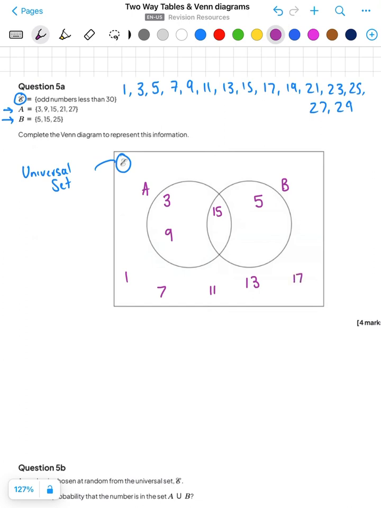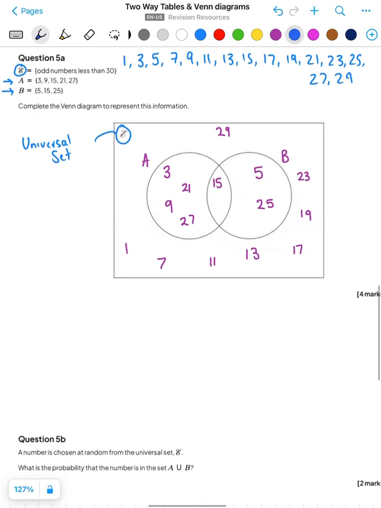17 neither A or B, so on the outside, 19 on the outside, 21 in A, 23 on the outside, 25 in B, 27 in A, 29 on the outside. If you didn't put the numbers on the outside, that would lose you a mark.